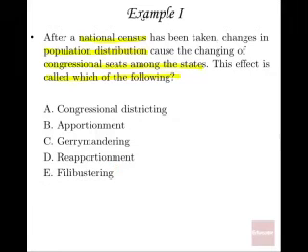Okay. Well, it's not congressional districting. It's not apportionment. That's just the original act of deciding how many seats are given. Gerrymandering is drawing up of lines to favor one party over another. Reapportionment is basically what happens every 10 years. So whatever the apportionment was, it's reapportioned based on population. And filibustering is actually a legislative tactic that's unique to the Senate.